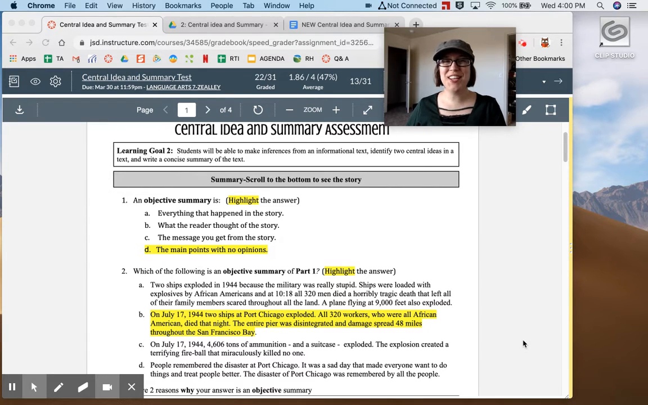Okay. We need to talk about the central idea and summary assessment. So first off, we are going to talk about the summary portion of it. Please do not assume, oh, I got that right, okay? Apparently Canvas is not showing you what I marked wrong, but I just want you to assume I marked everything wrong on your test because with most of them, I did. Okay, so let's look at the summary part.